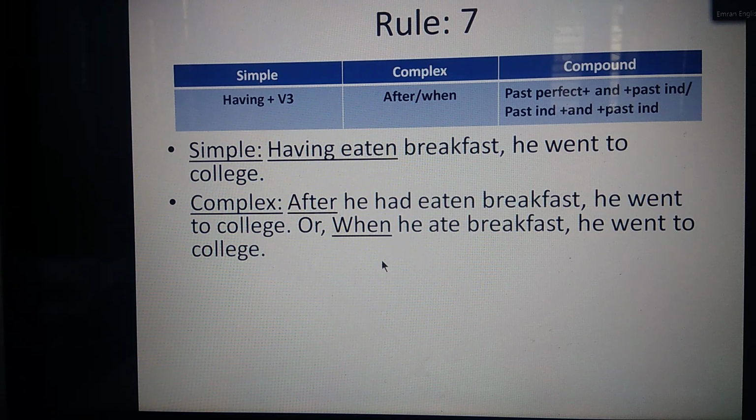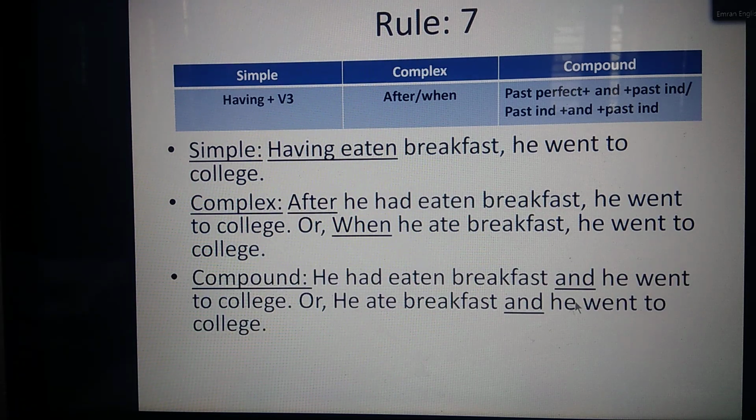To make this sentence compound, we need to drop the conjunction after and use the coordinating conjunction and in the middle of the sentence. So it would read like this: he had eaten breakfast and went to college. As I have previously said, in the compound sentence, we may drop the subject of the second clause if both the clauses have the same subject. But if they have different subjects, we wouldn't drop the subject of the second clause.